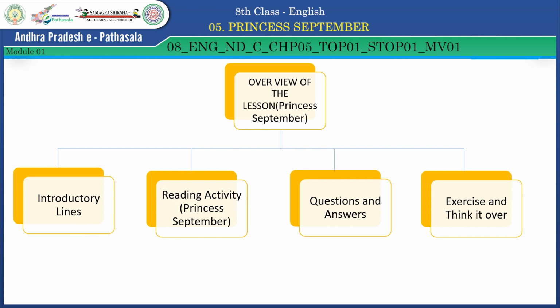Overview of the lesson Princess September. This lesson is basically divided into four parts. Let's have a glance at them. Introductory lines, reading activity of Princess September, questions and answers, exercise and think it over. Let's see the objectives of the lesson Princess September.